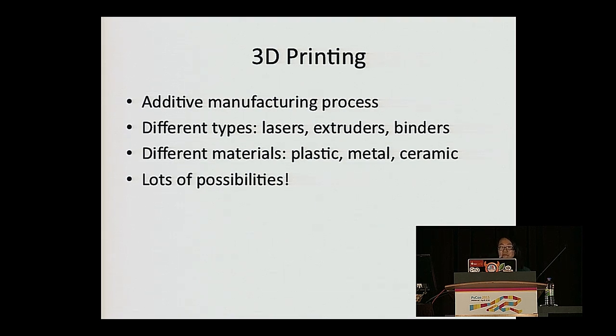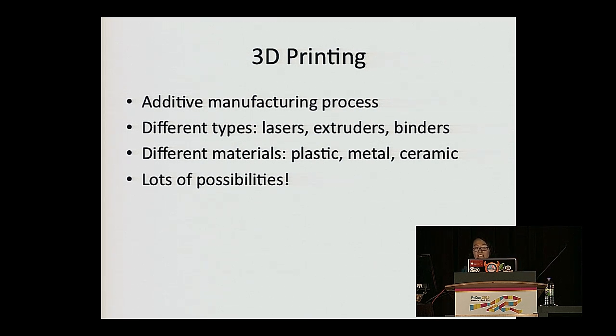You might have heard about 3D printing before. 3D printing is an additive manufacturing process. What this means is it builds an object up layer by layer by layer. You can contrast this with other manufacturing processes, like CNC machining, where you take a block of material and cut away at it to leave your final object.